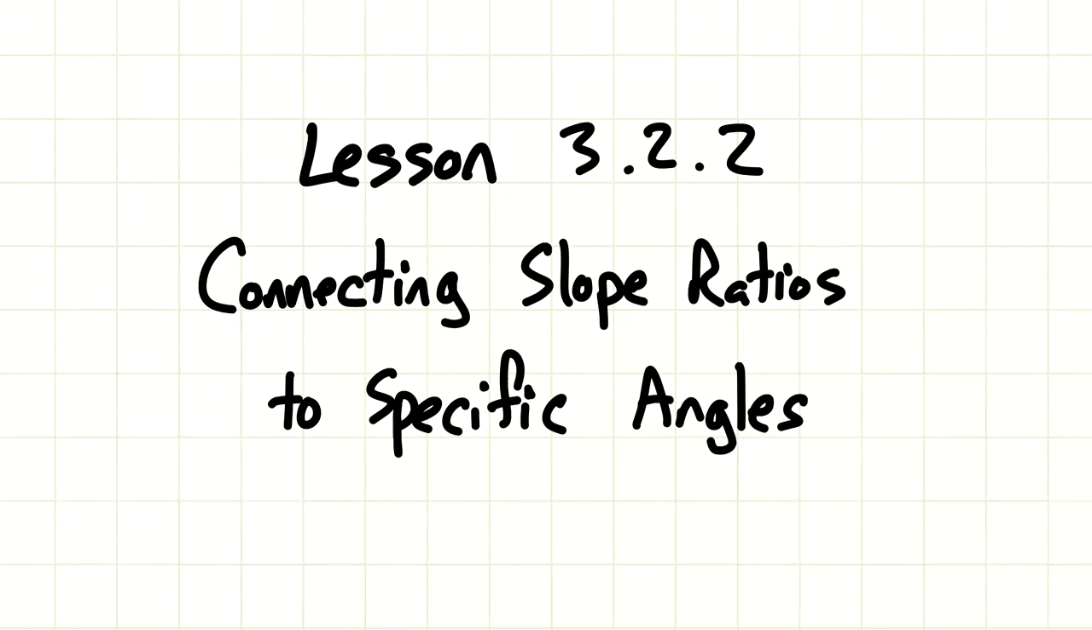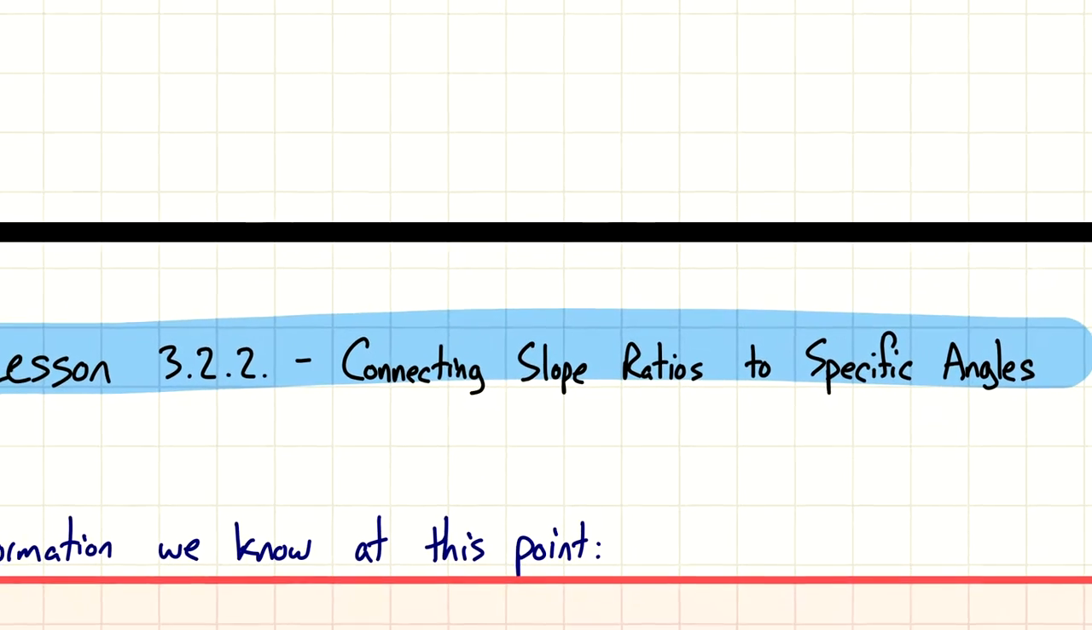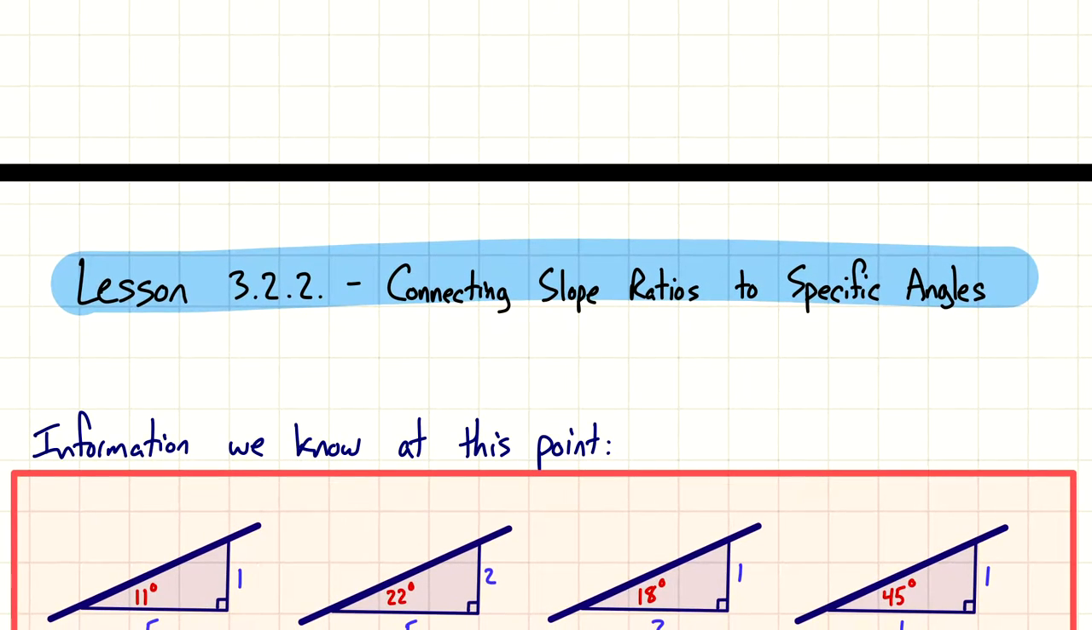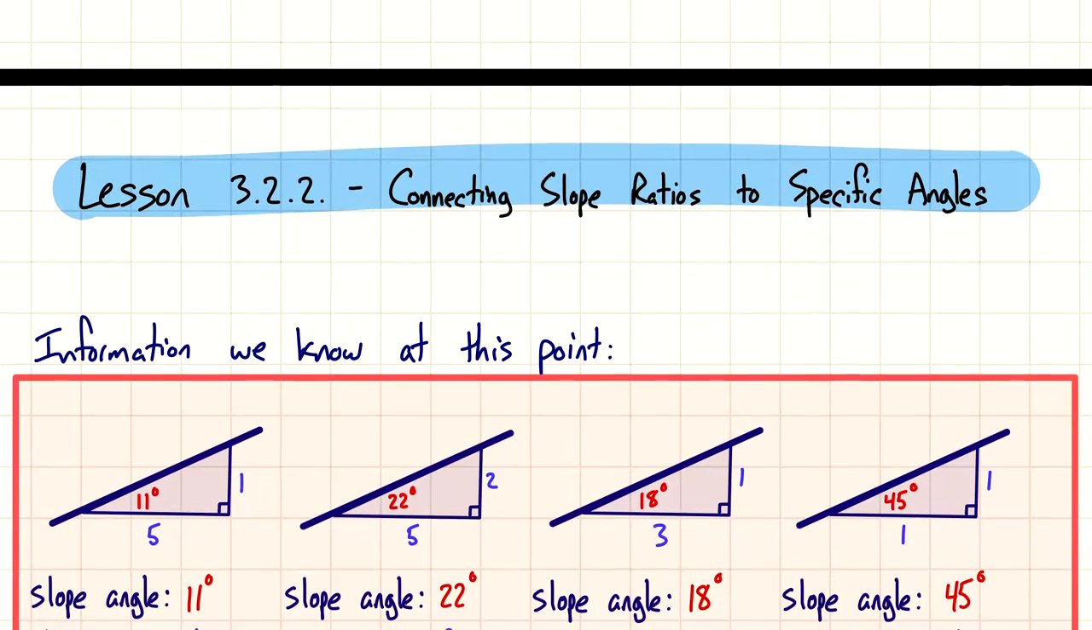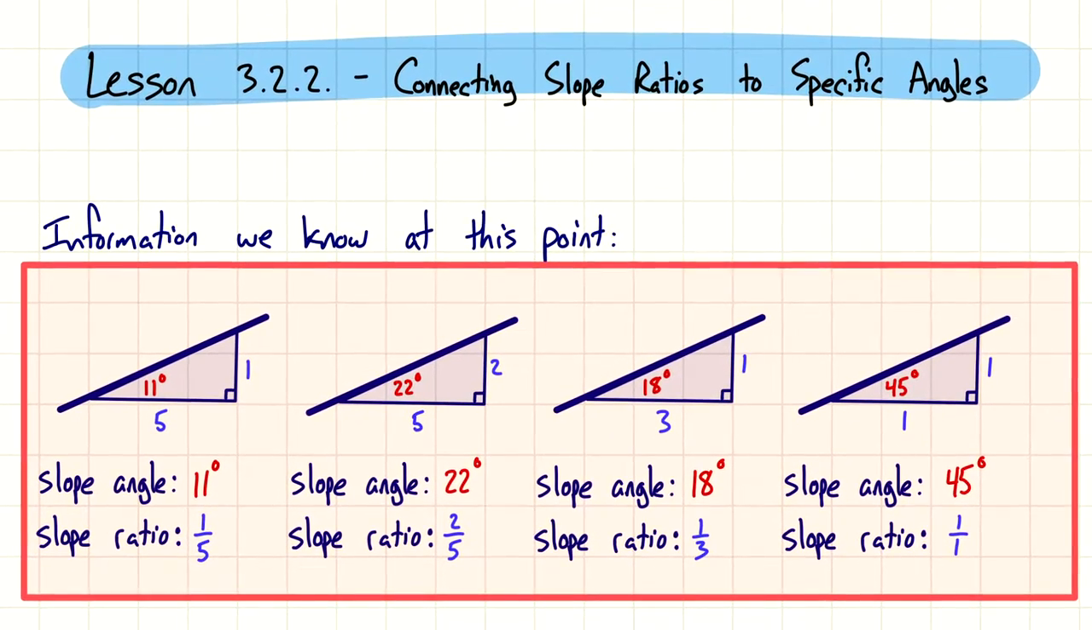Hi, this is lesson 322, connecting slope ratios to specific angles. This is a continuation of the last lesson where we began discussing slope triangles. If you haven't had a chance to watch that video, I definitely recommend watching it just so you can understand a little bit of where this information is coming from.